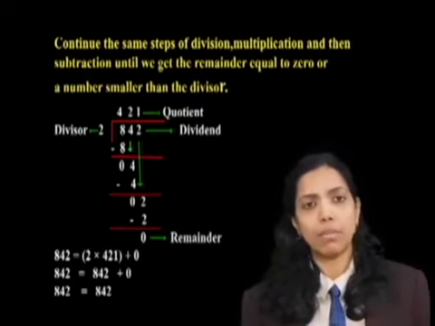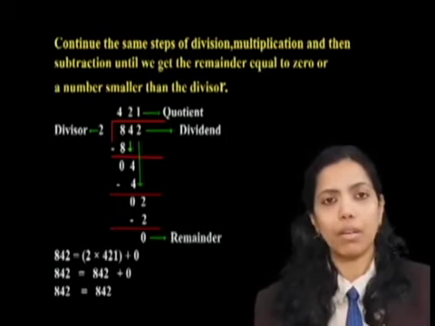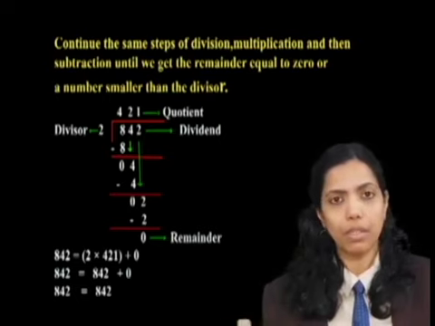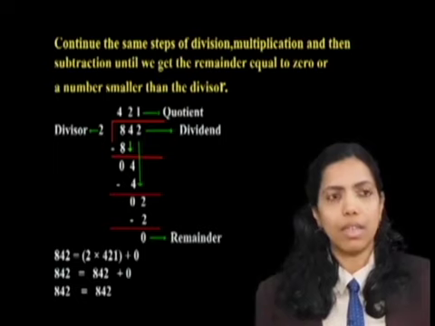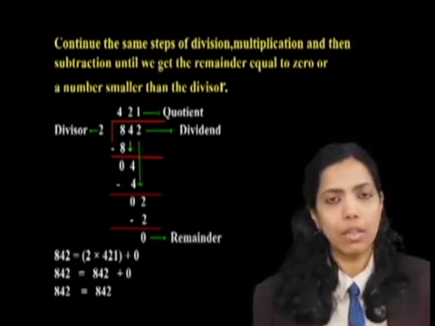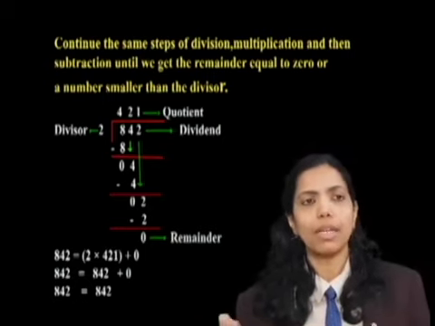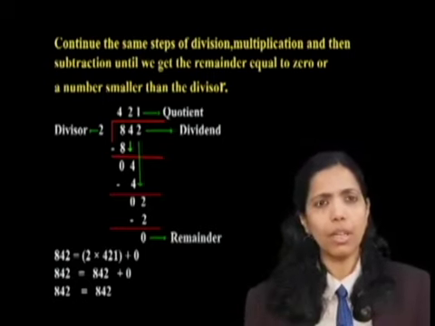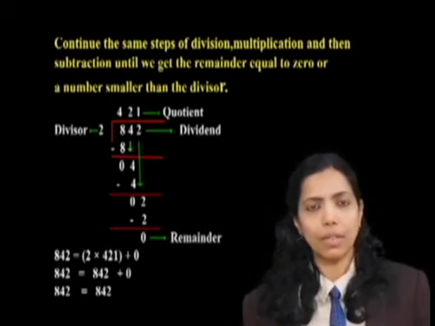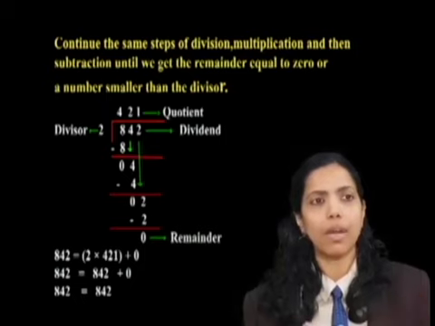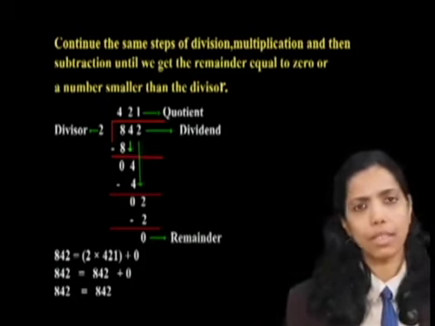Combining all these terms, the dividend, divisor, quotient and the remainder, we can frame the relationship. It is known as the division algorithm. The dividend is equal to divisor into quotient plus remainder. Here, 842 is equal to, we got in the quotient 421, and 2 is the divisor. We are multiplying 2 times 421. What is the remainder? The remainder we got is 0.